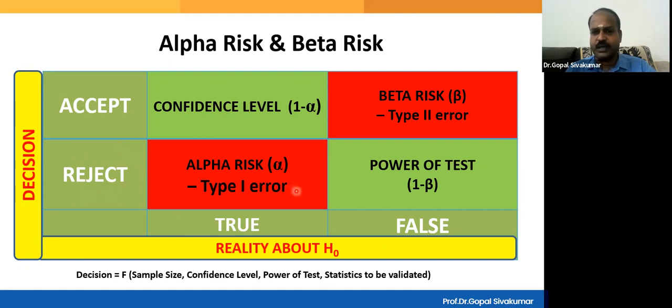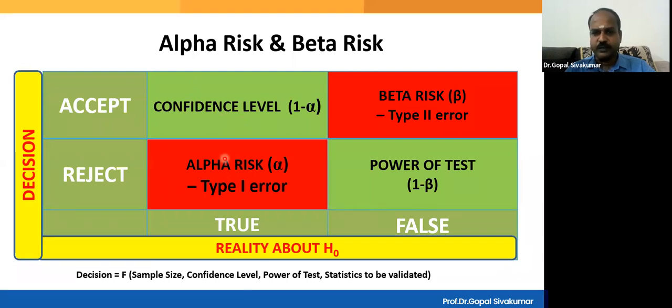So what is type 1 error? A true null hypothesis is getting rejected. Then what is confidence level? A true null hypothesis is accepted as true based on the experimental study. And the proportion of time a true null hypothesis is accepted as true is called confidence level.